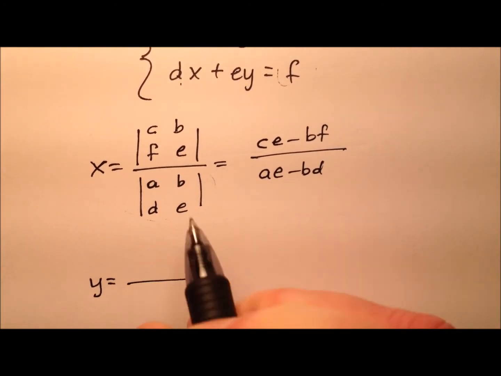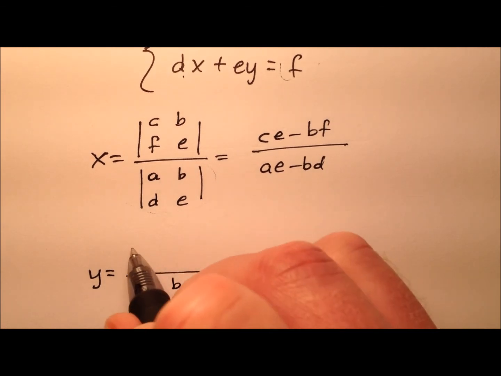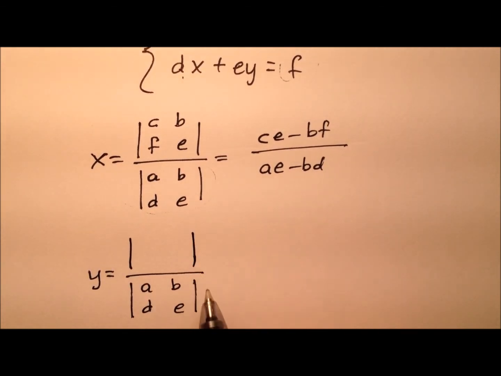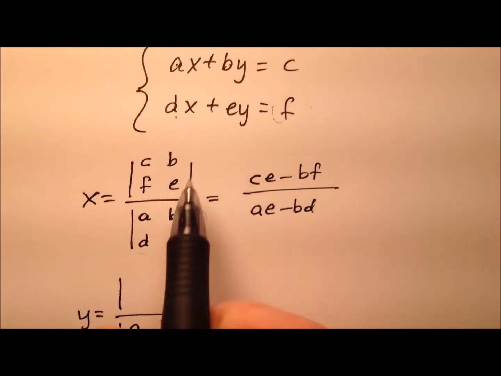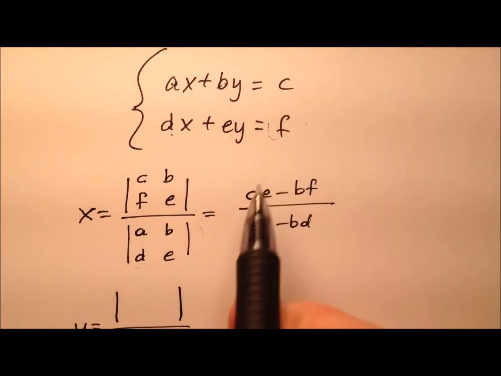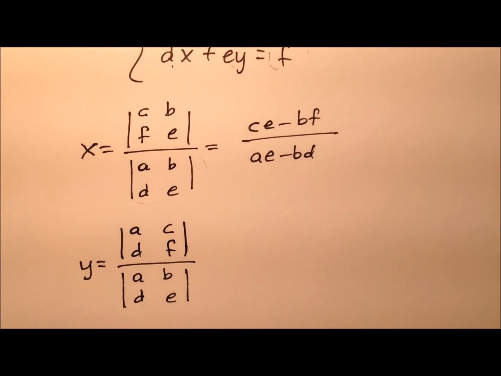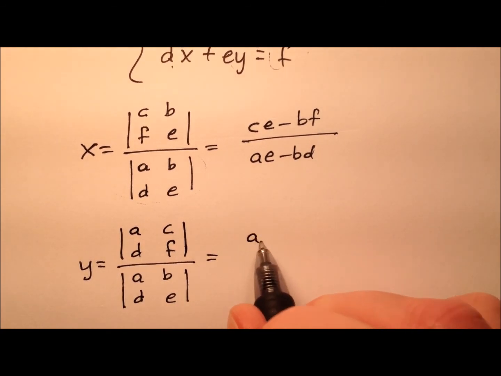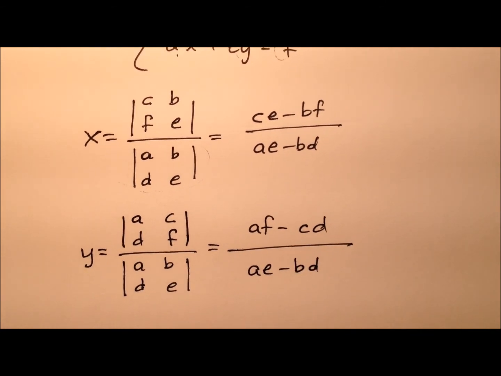The same thing goes for y. We have our coefficient matrix in the denominator, and the numerator is going to be the coefficient matrix again, but because we're solving for y, instead of this y column, we're going to use the c, f right there, and then fill in our x's as before. So we have af minus cd over, once again, ae minus bd.